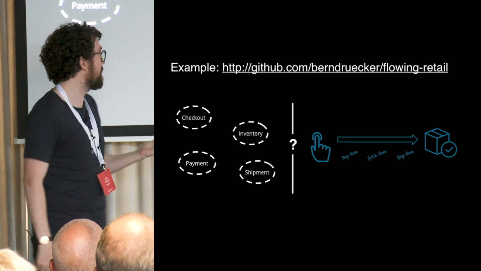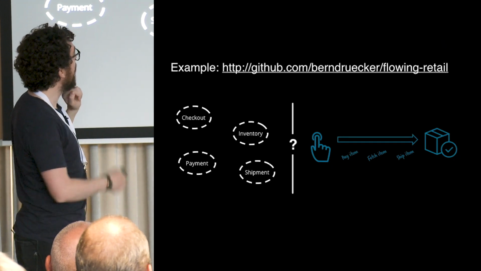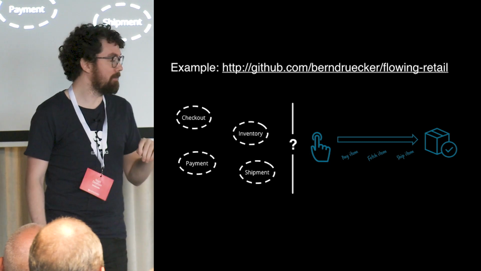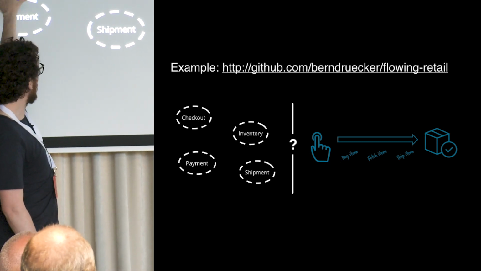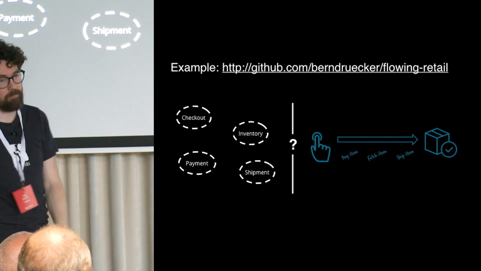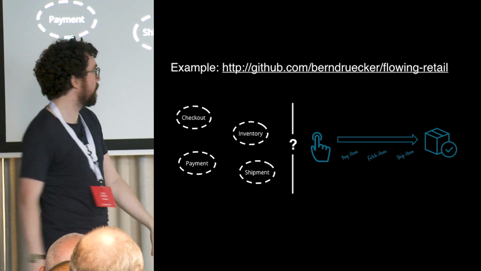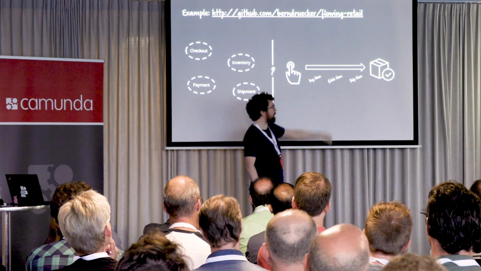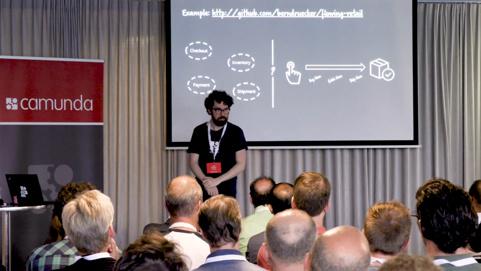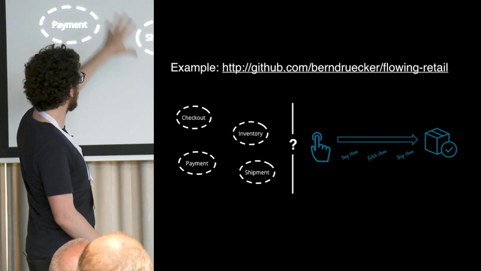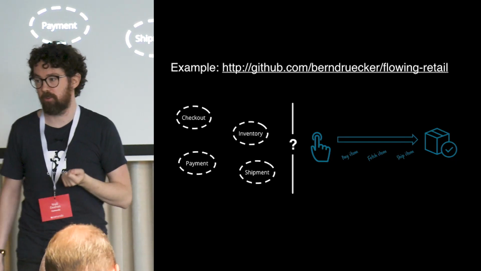If we take a very simple example, created by Bernd, our co-founder at Camunda, on GitHub, it has services for checkout, inventory, payment, and shipment. We want to do something very simple: someone says, I want to buy a thing, and it subsequently runs those services. Those guys are totally independent, so they shouldn't need to rely on each other too much.